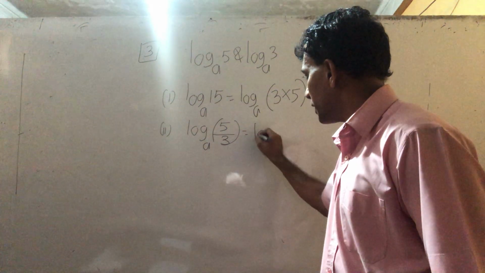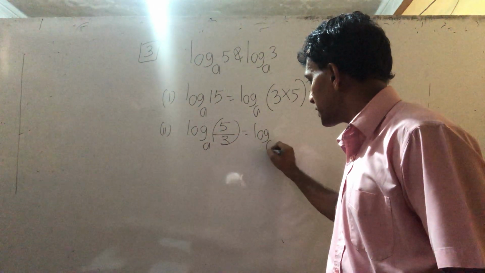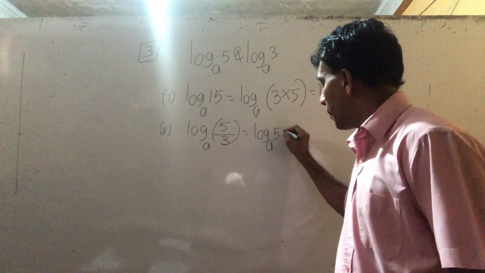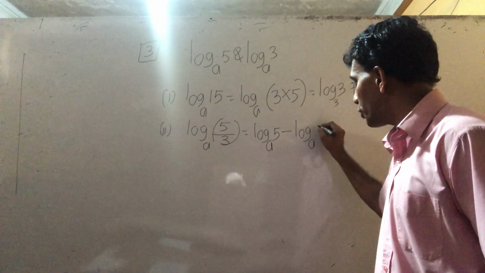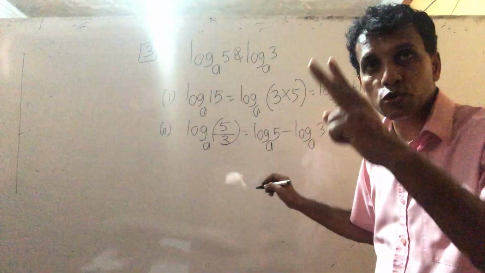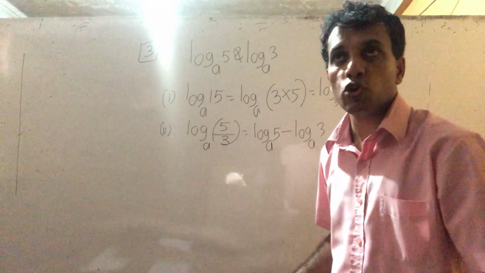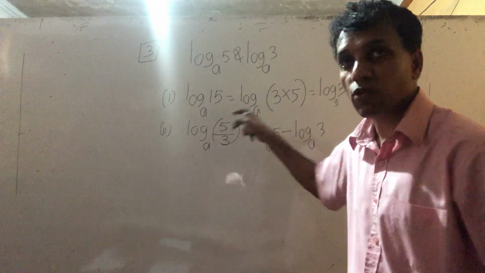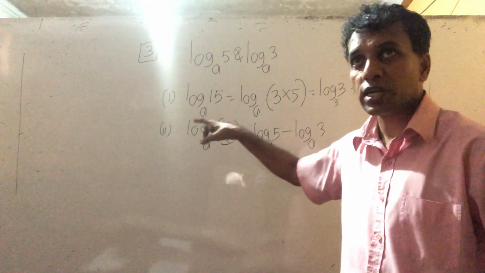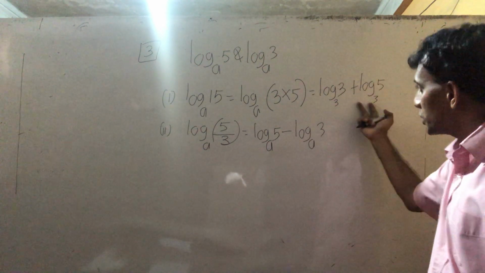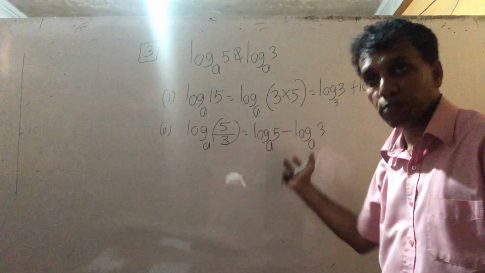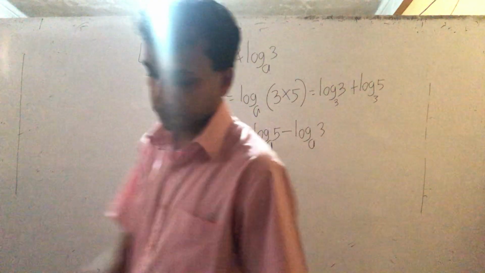So here, logarithm base a 5 minus logarithm base a 3. Is it right? Check rule number 2. Pause the video and check rule number 2. A minus comes from divide. Addition comes from multiplication. Addition comes multiplication, division comes subtraction. This is what they ask here, right?